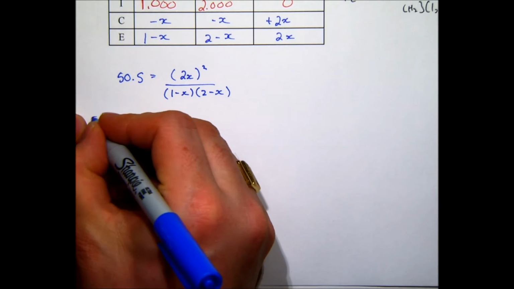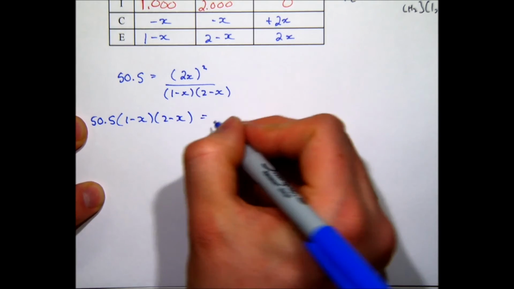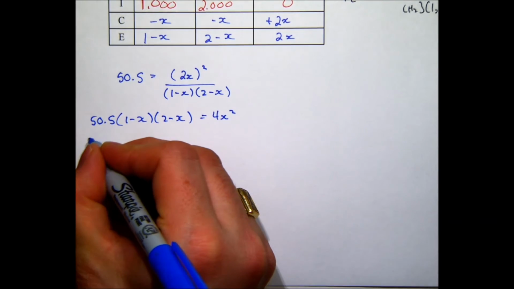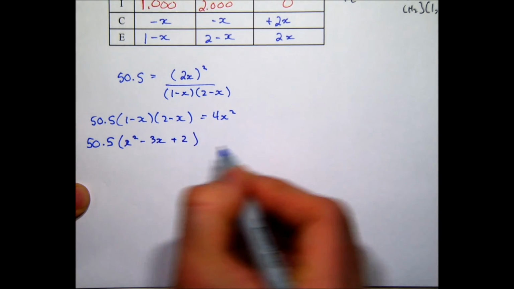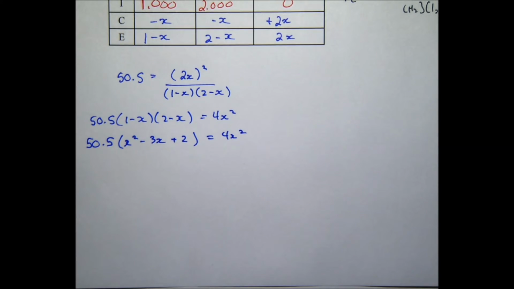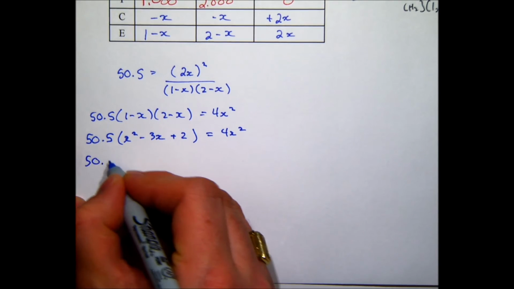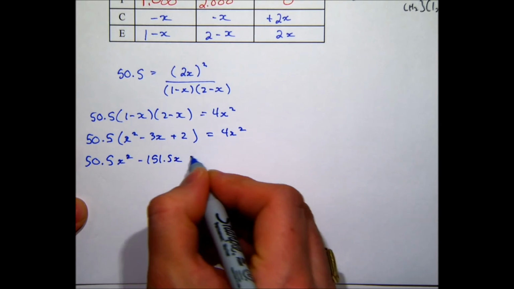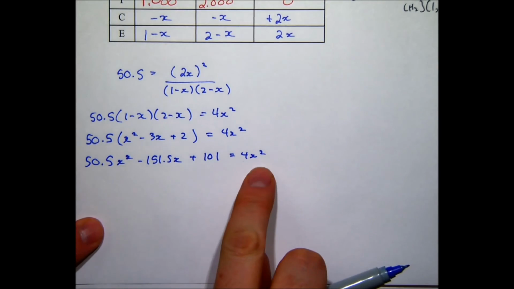So first things first, we're just going to go 50.5 times 1 minus x. 2x squared is equal to 4x squared. And then we just basically start creating our expression. So we expand our terms, making sure we do have the right signs in here. Make sure you have your minus in. And then we multiply everything by 50.5. I have 4x on this side, so I'm going to bring it over.